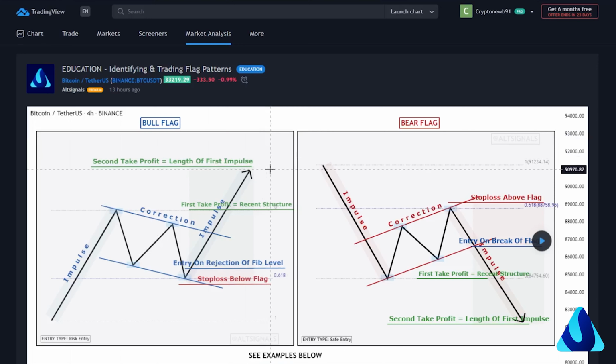There are two types of ways we can trade flag patterns. So we've got risk entry and safe entry, which we'll go into afterwards, but I just want to give you an idea of what we're looking at here.